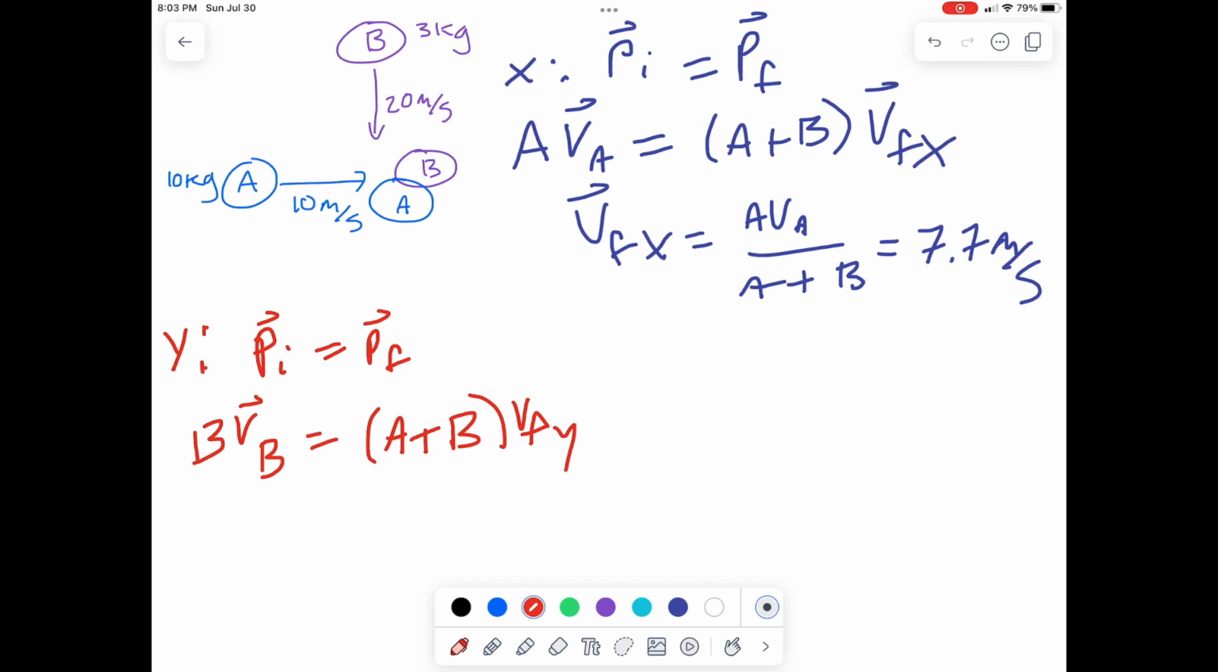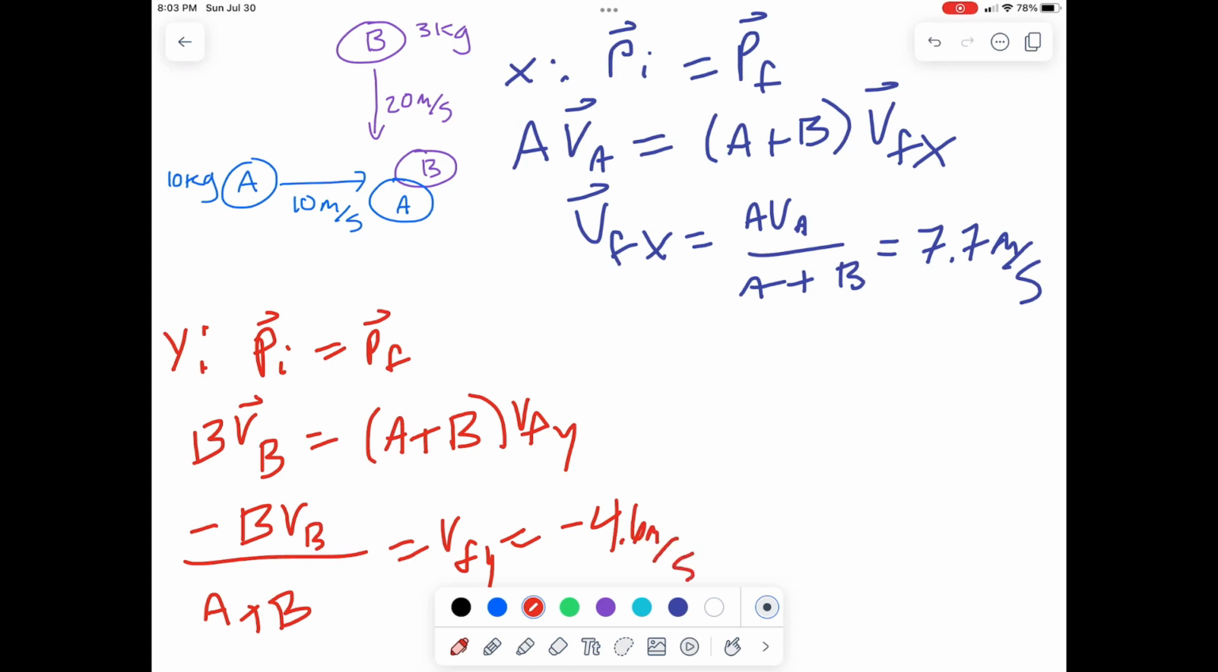All right, so now I get that negative B times my initial velocity of B. And notice how I made this negative because B is moving due south, which is in our negative y direction. And so therefore the direction of my velocity is negative. And then over A plus B. And so then I get that my final velocity in the y is equal to, well, if we plug this in, I have negative 3 times 20 over 13, which is equal to negative 4.6 meters per second.